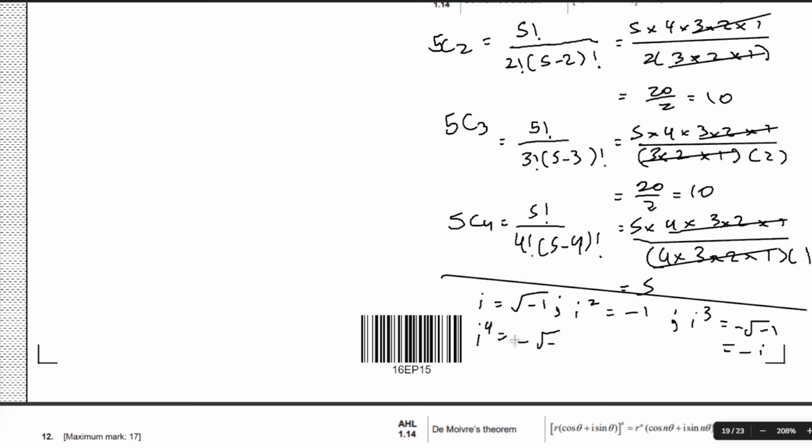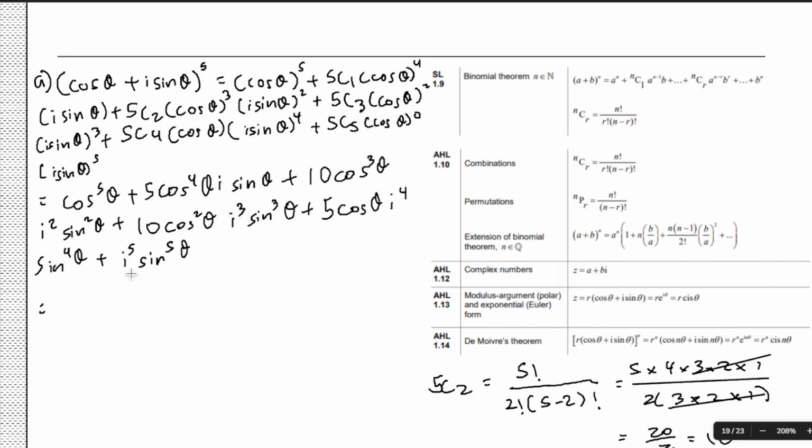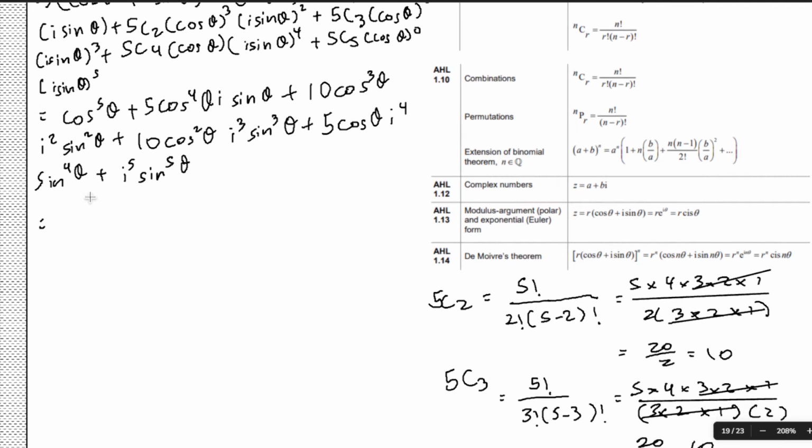Wait, it would actually be i squared squared, which is the same as -1 times -1, which would then just be 1. Okay. And i to the power 5 would be 1 times root -1, which is just i. That's just root -1. Okay, so let's come back up here. We just have to put this out.